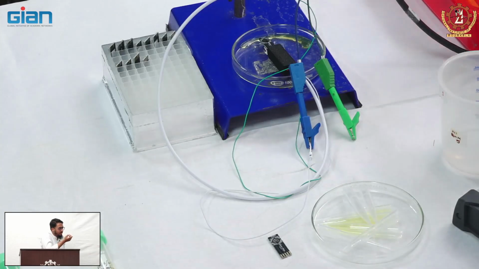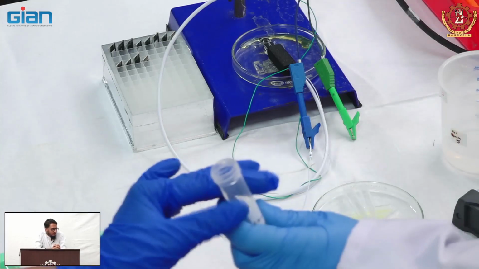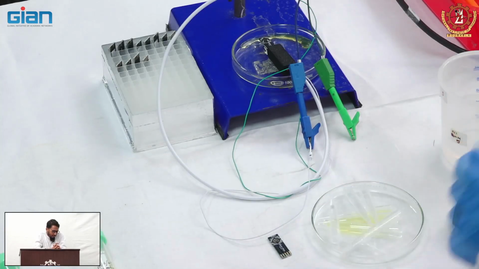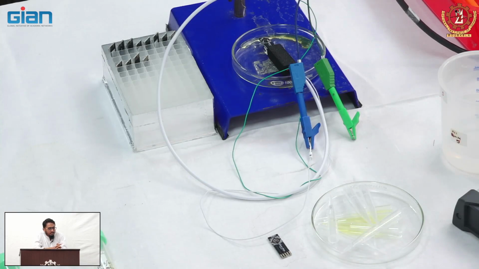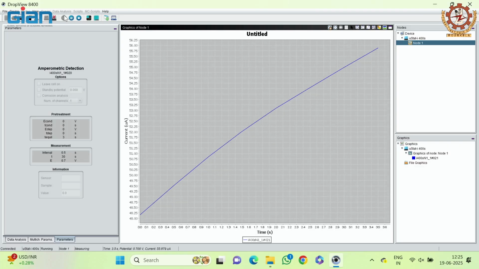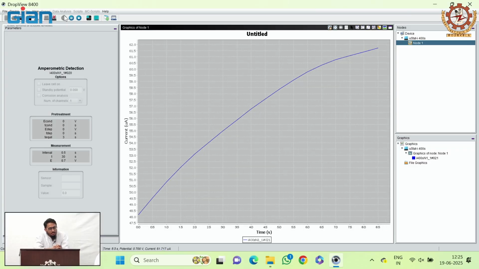This is 2.5 millimolars. Please make sure there are no air bubbles and that it's covering the entire surface. Switch to the screen. Started. 30 seconds run. Amperometry at 0.7 volts.